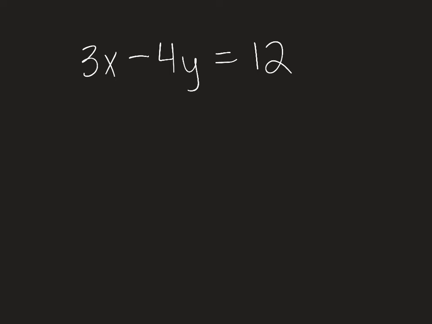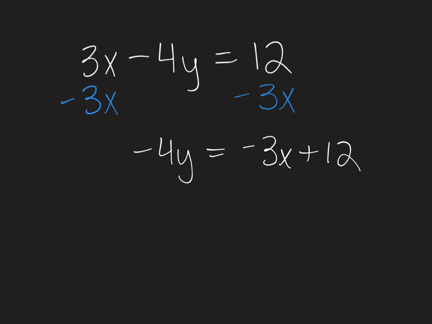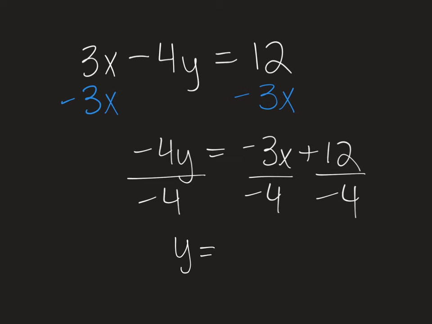All right. Pay attention to the sign in front of your y-intercept. All right, so we're getting y by itself. So we're moving the 3x over. So you get negative 4y equals negative 3x plus 12. Then you divide everything by negative 4. So you should get y equals 3/4 x minus 3. So that's your equation. Right?